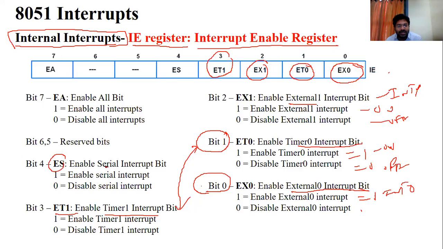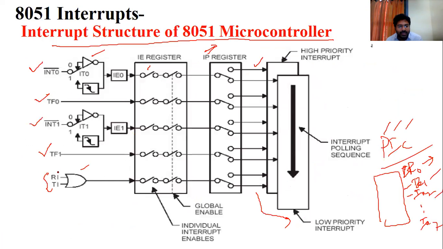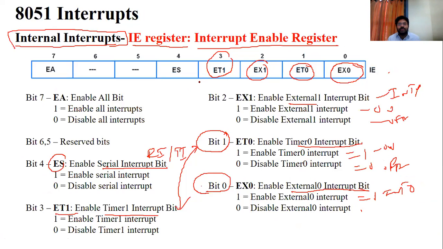Enable serial interrupt bit. You know that the serial interrupt is also available: RI and TI. See this diagram, RI and TI. So by using this interrupt enable register, you can access this entire set of 5 types of interrupts. This is the first one, second, third, fourth, as well as fifth. 5 interrupts.